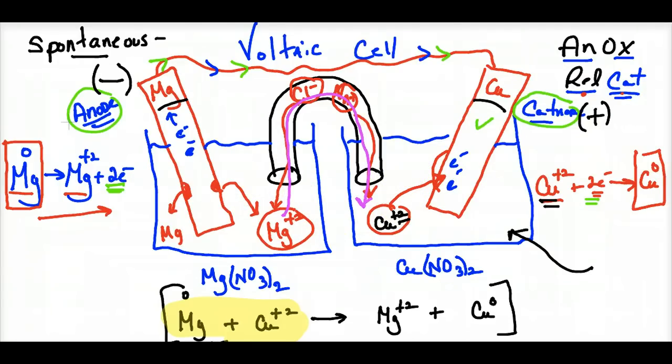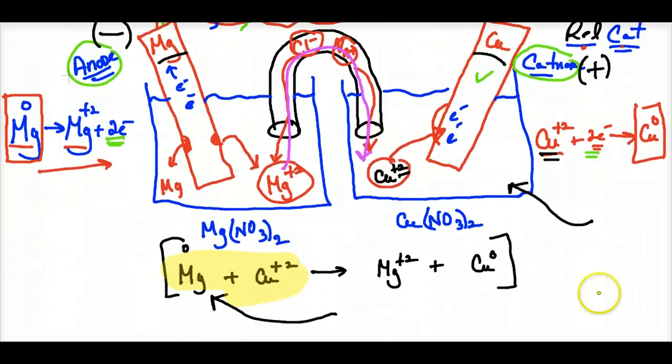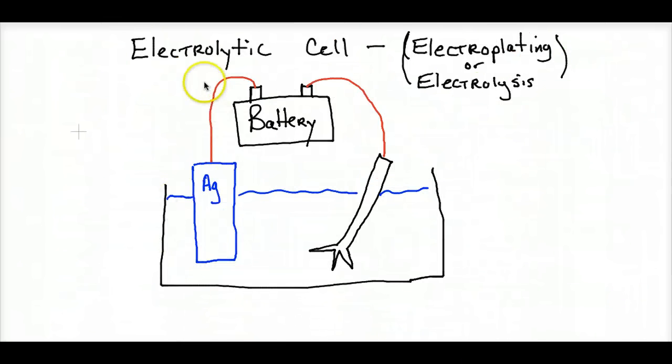The other one that's different, of course, is the electrolytic cell. Let's go to that one. Okay, the electrolytic cell is different from the voltaic cell. In the word electrolytic, you'll see electricity. This needs a battery. Voltaic cells are a battery. So this is a non-spontaneous process.